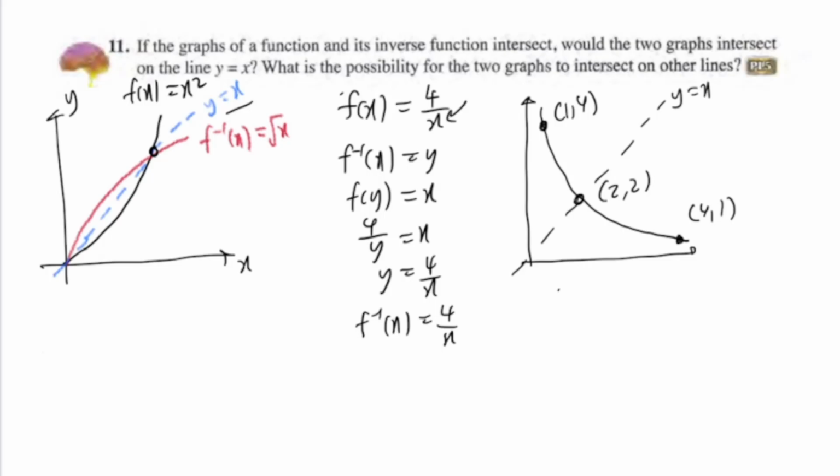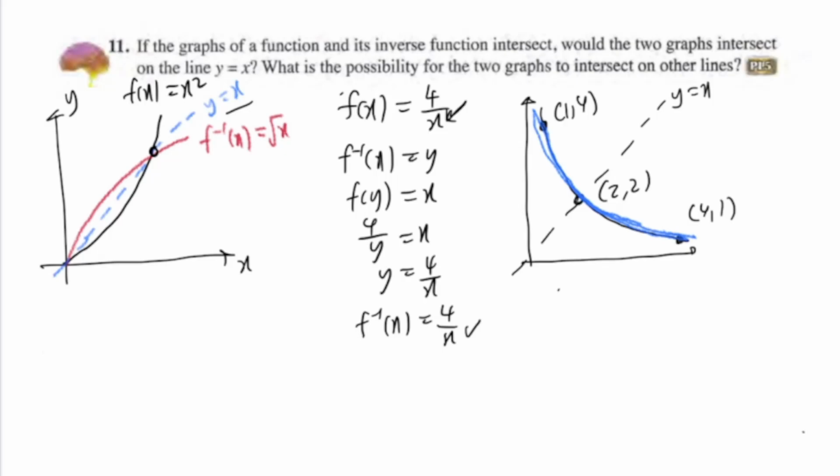Now, imagine drawing this and this, the f and the inverse on the same axis. So we'll draw the inverse here, what happened? See? They will overlap, right? They will overlap. So is there a possibility that they intersect each other at other lines? Yeah, they intersect each other at infinitely many points. There are a lot of other points.